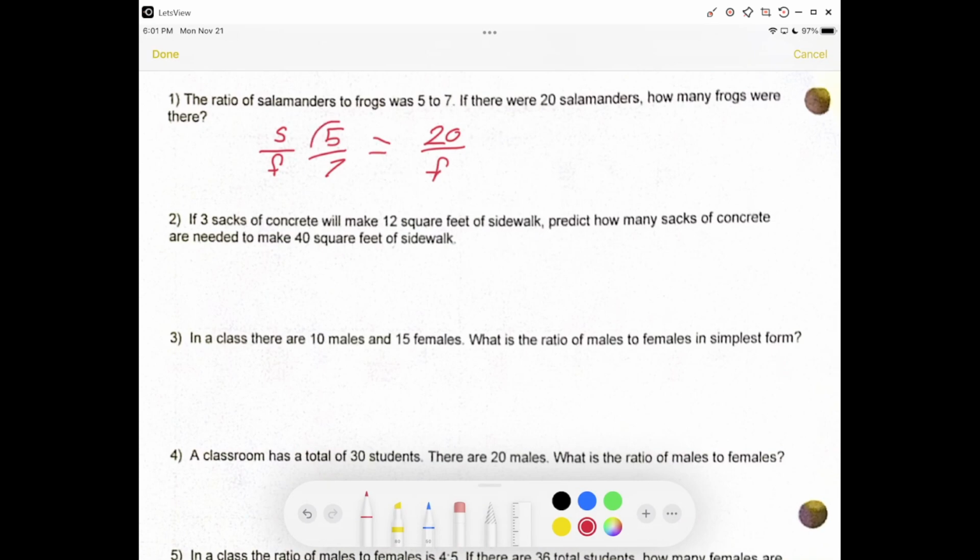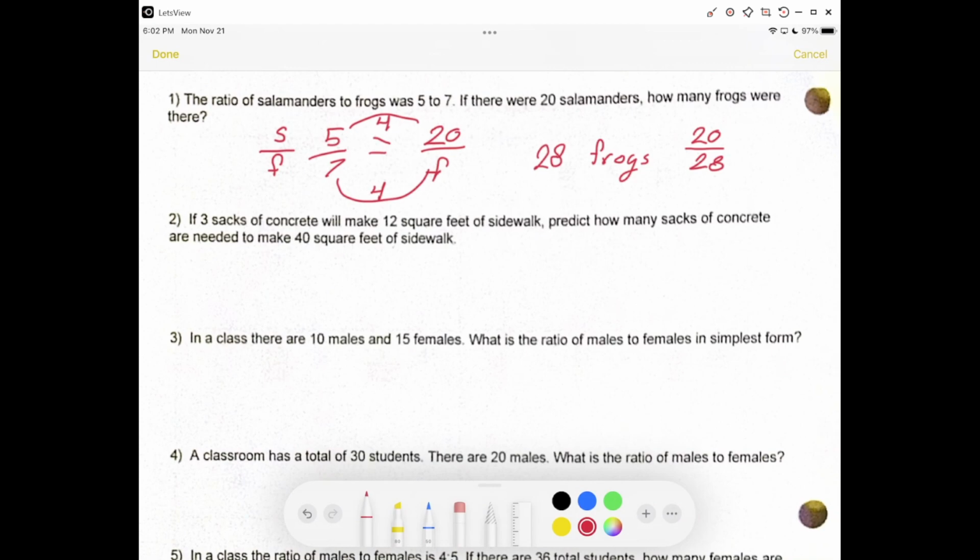How many times can you fit 5 into 20? Well, that's 4. If you multiply 4 with 5, you get 20. And we simply just multiply 4 with 7 as well. And that would mean that there are 28 frogs, right? And our ratio would look something like 20 to 28. Let's move on to question number 2.